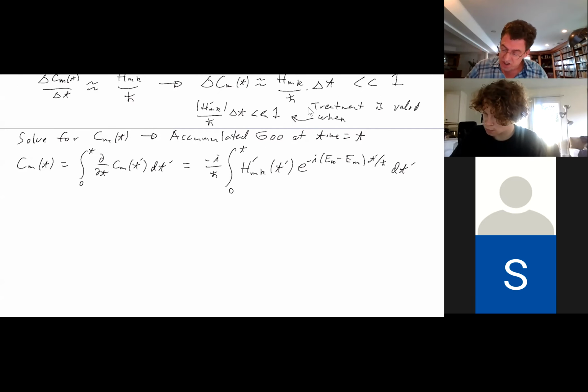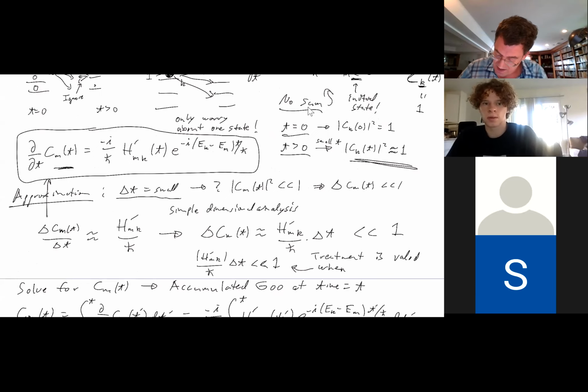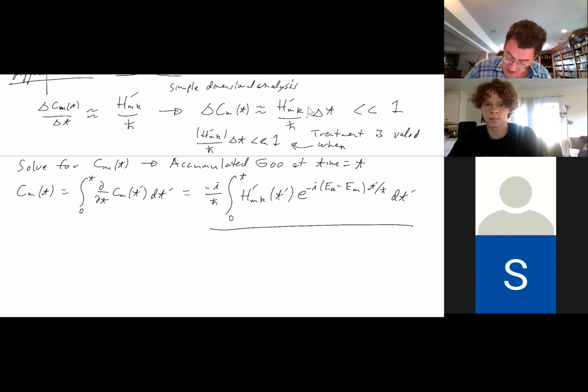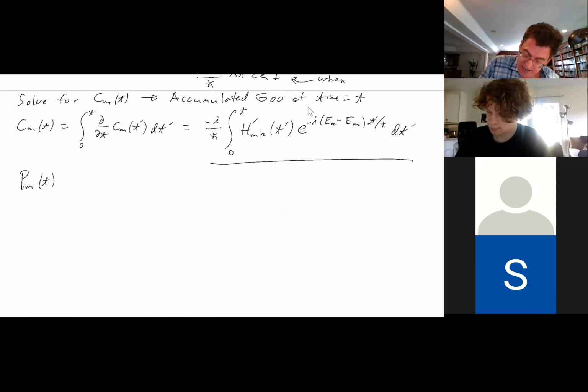We're just integrating. So remember, we started with the green goo in the kth state, and we're just picking some nth state here, and we know this is the rate of green goo going into that other state, and we're just accumulating it over time. We're just adding it up, and this is what it adds up to. The whole point is to figure out the probability that our particle is living in state m at time t, and that's going to be Cm of t squared. And that is, remember, what we want.